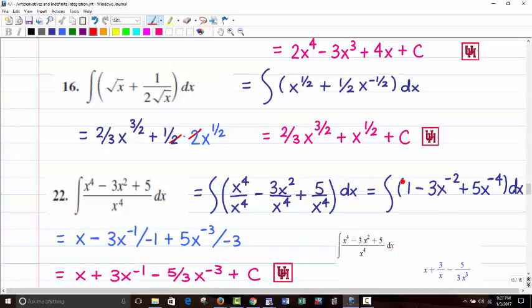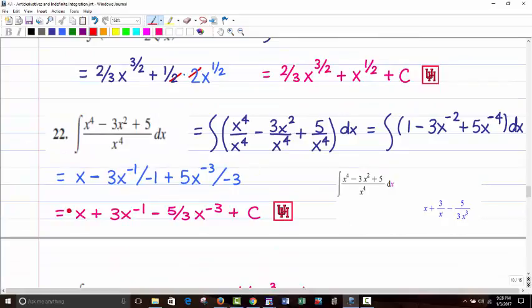So power rule, 3x to the negative 2 plus 1 is negative 1 over negative 1. And then negative 4 plus 1 is negative 3 over negative 3. And I just kind of tidied this up a little bit. So the negative 1 would cancel that negative and make positive. And then there's a negative 3 on bottom, so I just brought the negative out here. Got rid of that plus sign. So I have 5/3 x to the negative 3.